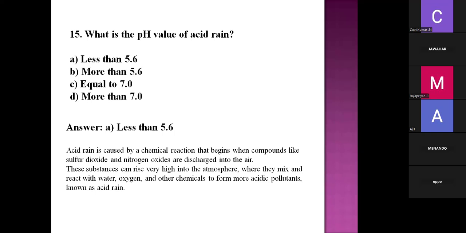See, the range goes from 0 to 14, with 7 being neutral. A pH of less than 7 symbolizes acidity, whereas a pH of greater than 7 indicates a base. The concept of pH value was introduced in 1909 by Soren Sorensen as a suitable way of expressing acidity, the negative logarithm of hydrogen ion concentration. So the answer is, what is the pH value of acid rain? Less than 5.6 is the correct answer.